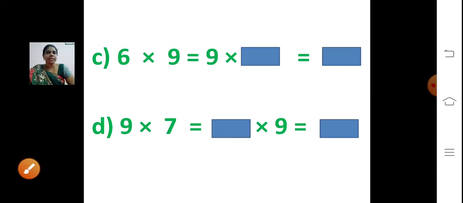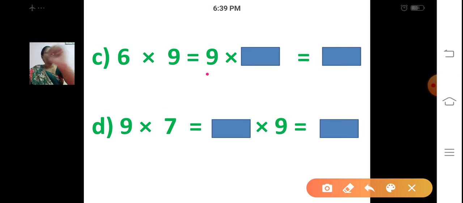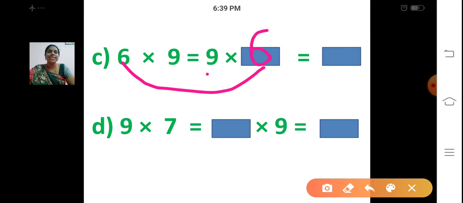See the sum: 6 into 9 is equal to 9 into what number? We know 6 into 9. Just change the order: 9 into 6, right? So write 6 in the first box. 6 into 9 is equal to 9 into 6. Same answer, right?